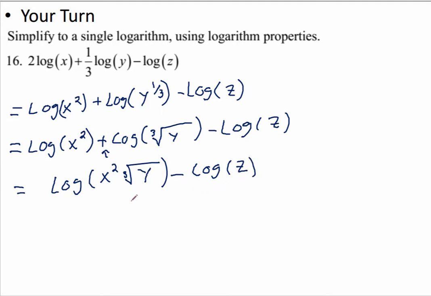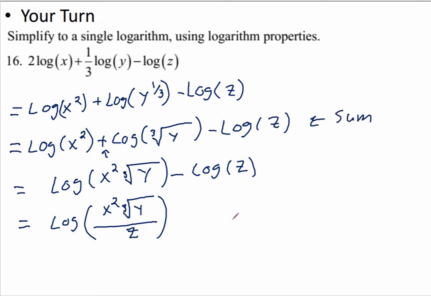Okay, so now, using my difference property, that's going to be what? All as a single logarithm. It's a logarithm of x squared cube root of y, divided by z. So in this step right here, I used the sum property. And then this step down here, I used the difference property. So go back and review those properties, make sure they make sense to you.